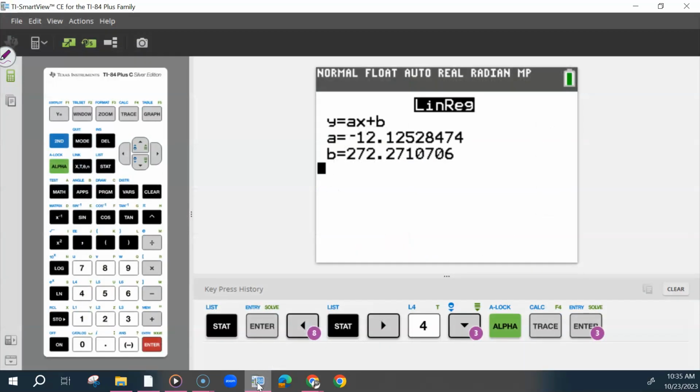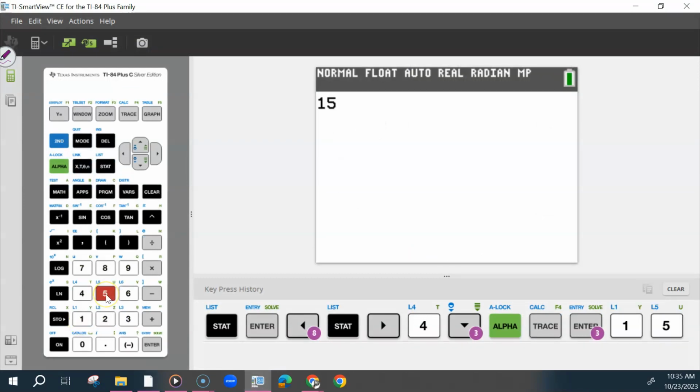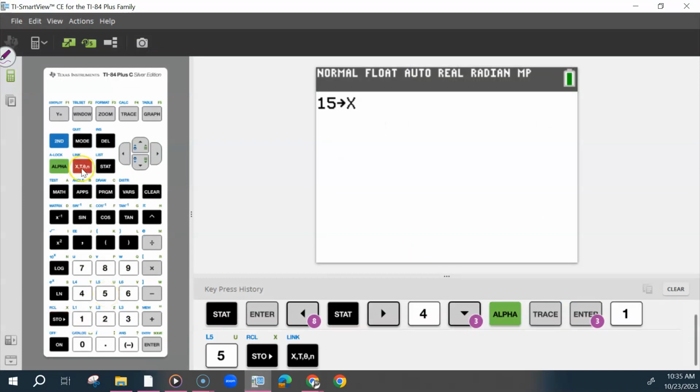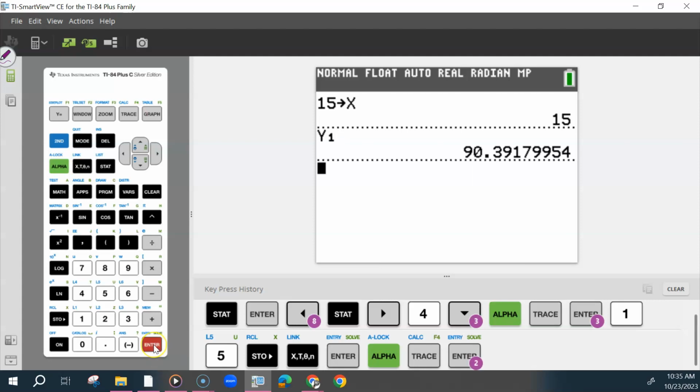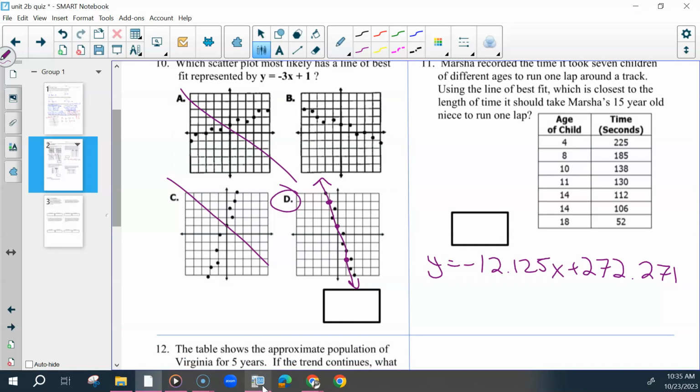Then I'm going to put 15 in for X. So 15 STO X. And then go back and grab my equation, alpha trace, enter twice. So 90.39, 90.4, either of those was acceptable. If you put more than 2 decimals, that was also fine. But then you also had to put seconds, put our labels. Questions about that one? So that one was worth 2 points. Did you get the correct answer, and did you show your line of best fit?